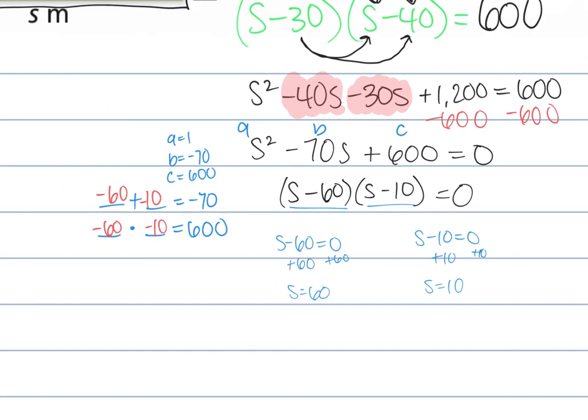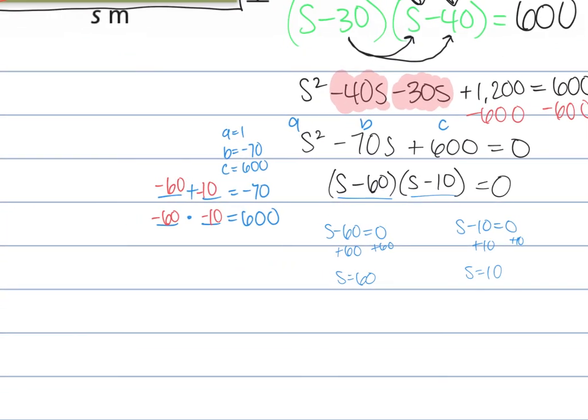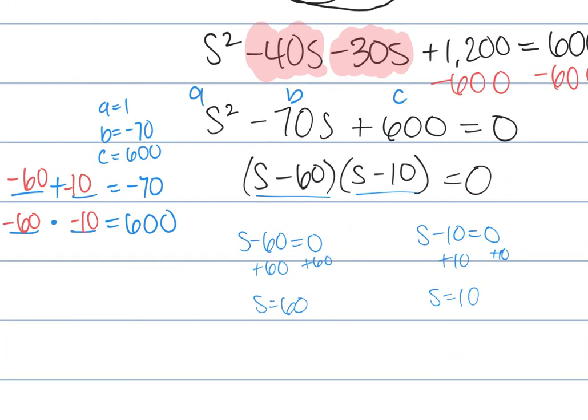Take a second, let it soak in. Let it sink in for a sec. It's a long one, okay? All right, now I want us to look at the pumpkin patch. One of these values is not going to make sense to use, okay? And I want you to think about the pumpkin patch lengths. They were S minus 30 and S minus 40, right? Which one of these values, S equals 60 or S equals 10, doesn't make sense to use in our problem?